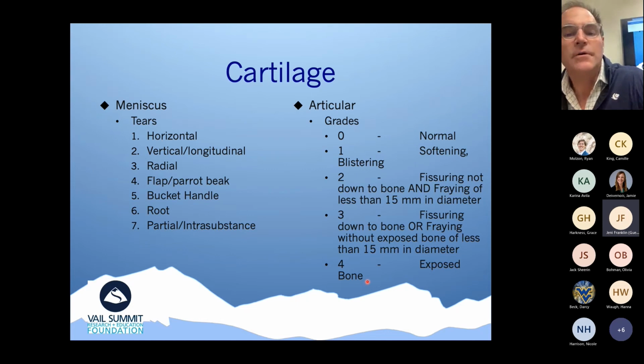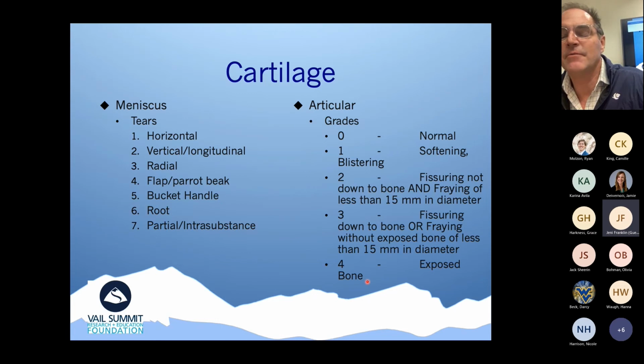Can you see soft? Right, but what will it look like when you look in there? That's normal. So it looks normal, and so you can't see grade 1 changes. You can probe it and find softening. You can probe it and find that it might be blistering a little bit, but you can't see softening.